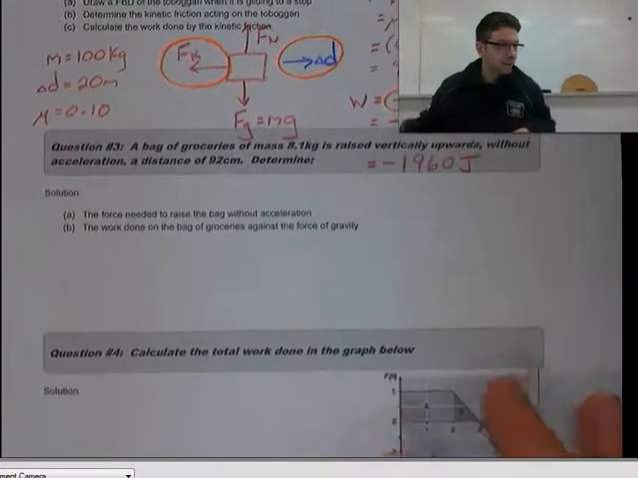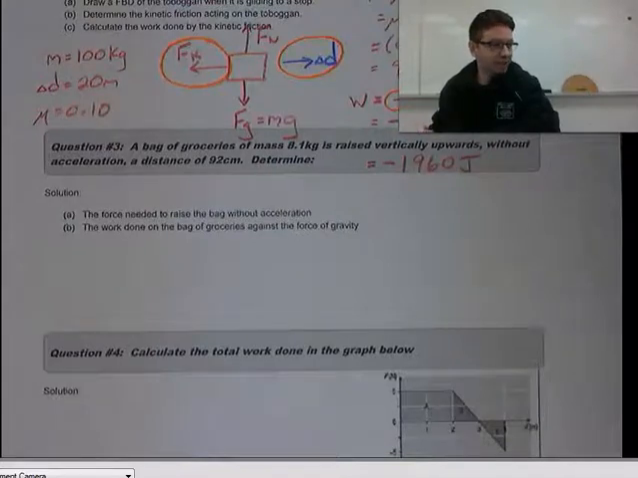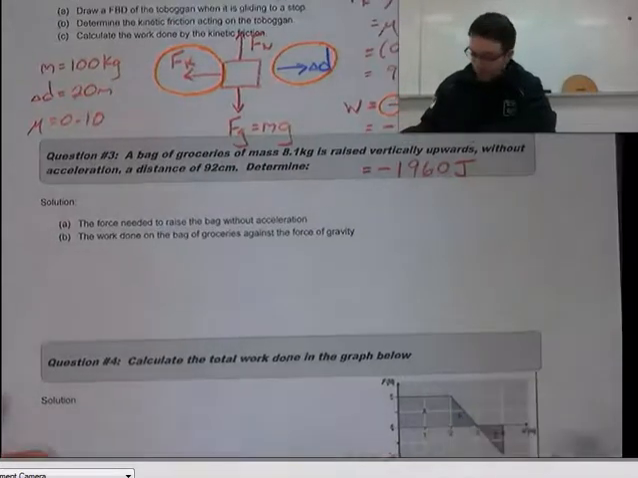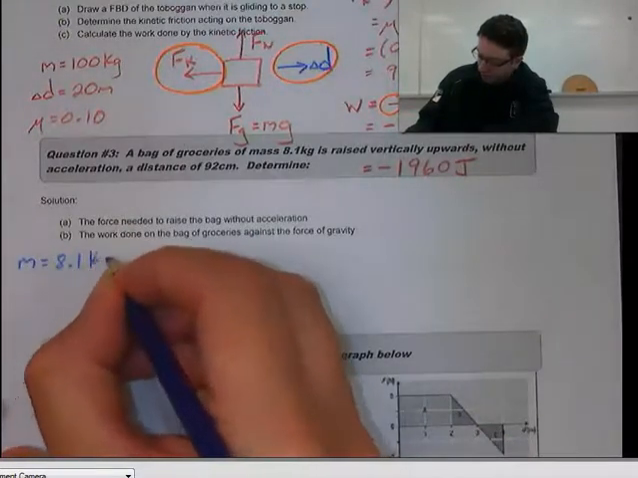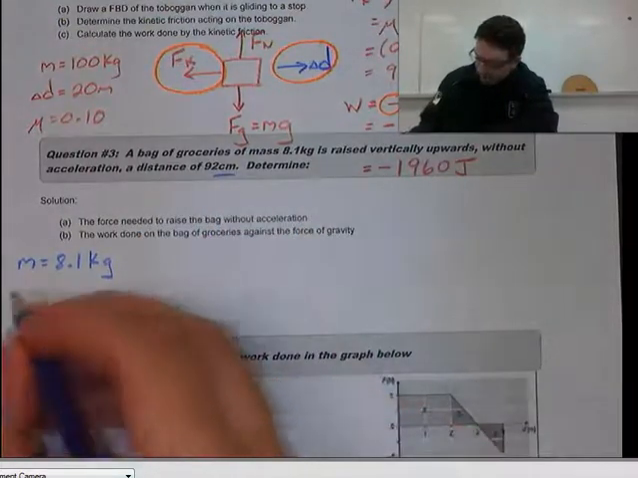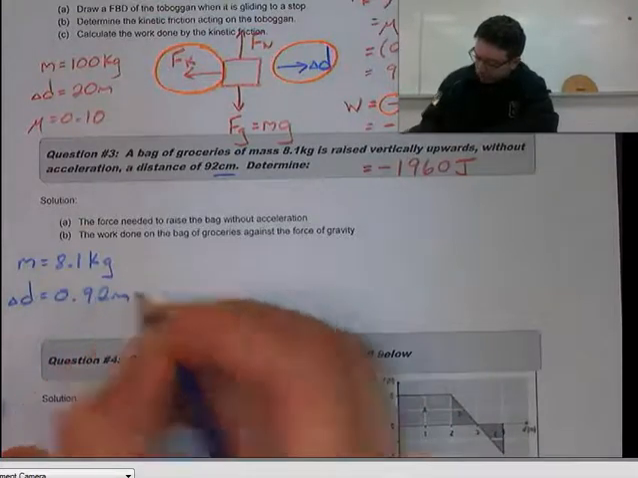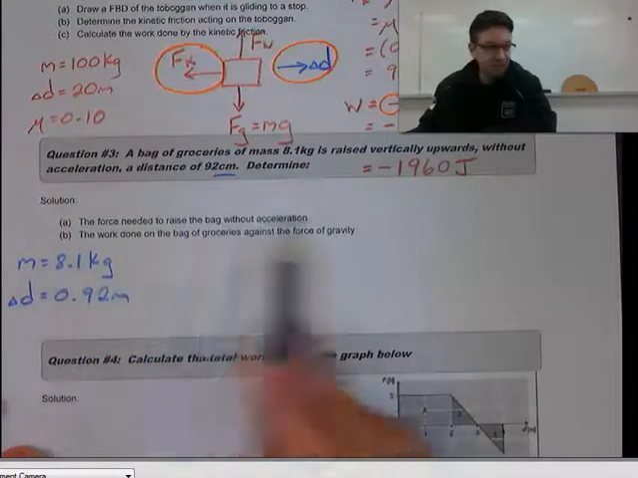Question number 3. Here you have a bag of groceries of mass 8.1 kilograms raised vertically upwards without acceleration, a distance of 92 centimeters. So let's write what we know. We know the mass, 8.1 kilograms. We know the distance, but we need to change that into meters to have proper SI units. So that would be 0.92 meters.